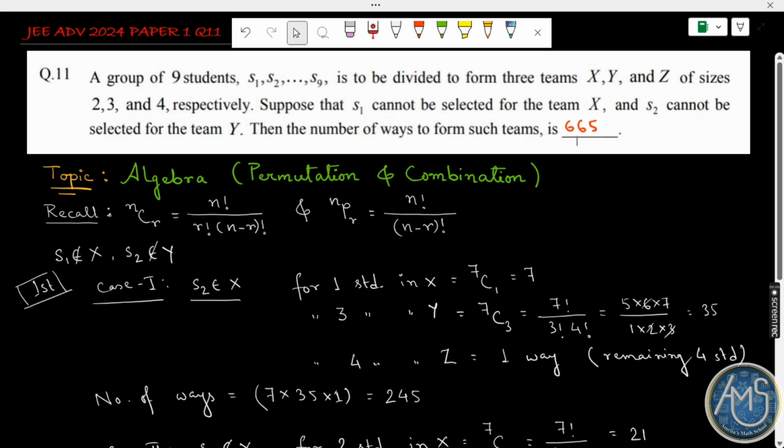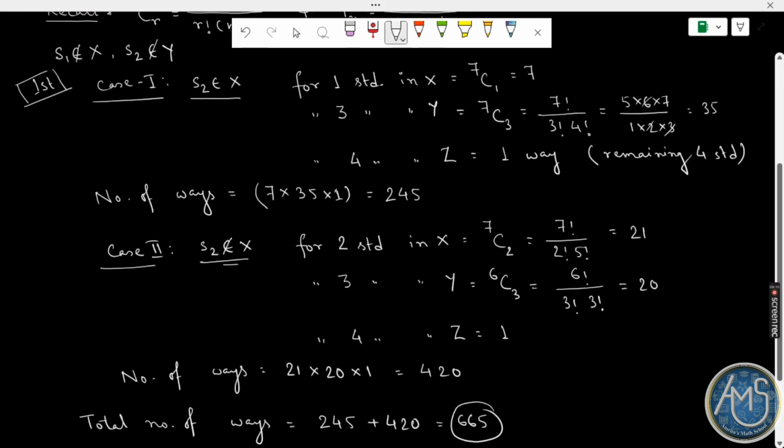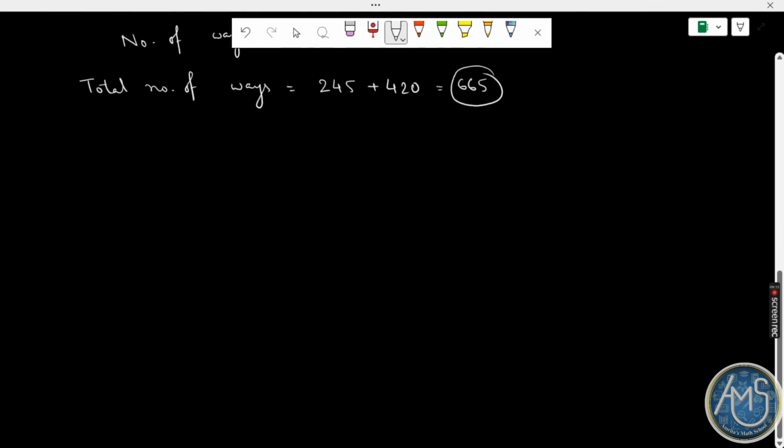Okay, but I have told you I will show you one more way. So let's go for that. Second way. Here we will use the counting principle only.